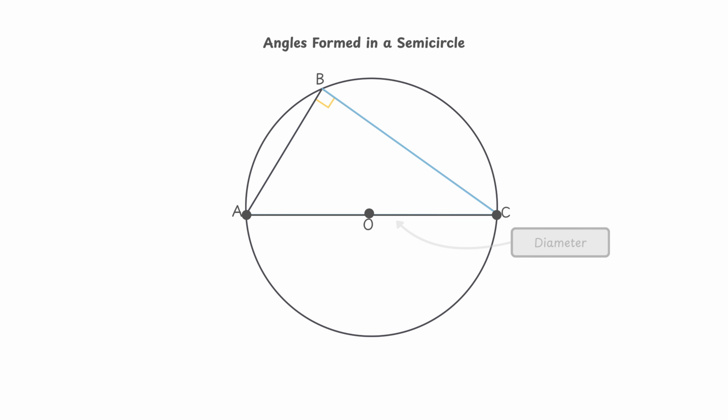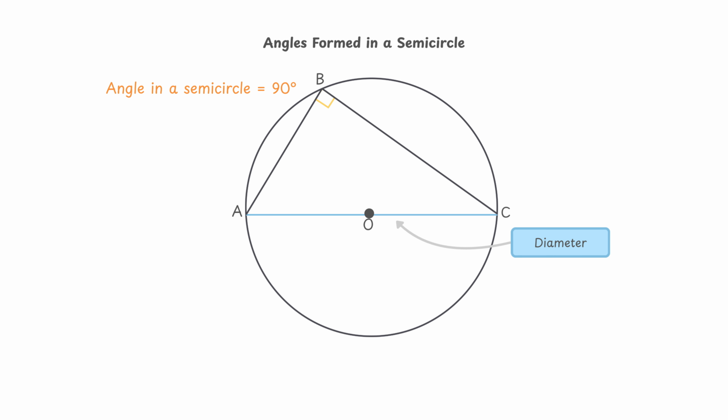Here is the key idea you must remember. Whenever a triangle is formed using the diameter of a circle, and the third point lies on the circumference, the angle opposite the diameter is always 90 degrees. So this angle at point B is a right angle, exactly 90 degrees. No exceptions. This is not a coincidence. It is a fixed rule in circle geometry.